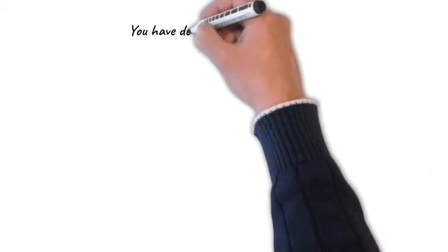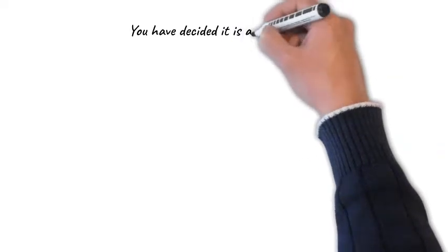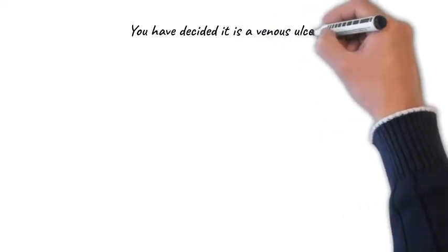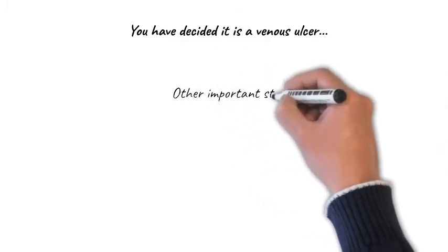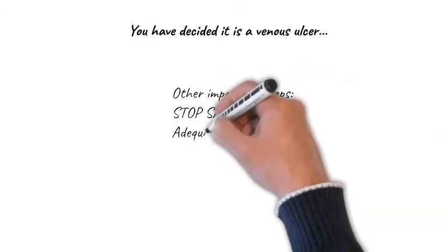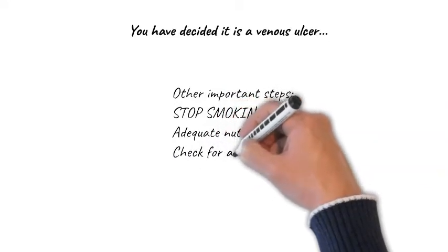In addition to venous pressure reduction, there are other important management steps. If they are a smoker, they should stop. You need to check that they have adequate nutrition, and if need be, prescribe protein and calorie supplements. And check for anemia with a full blood count, as from time to time these patients will have a low hemoglobin level, which interferes with their healing.